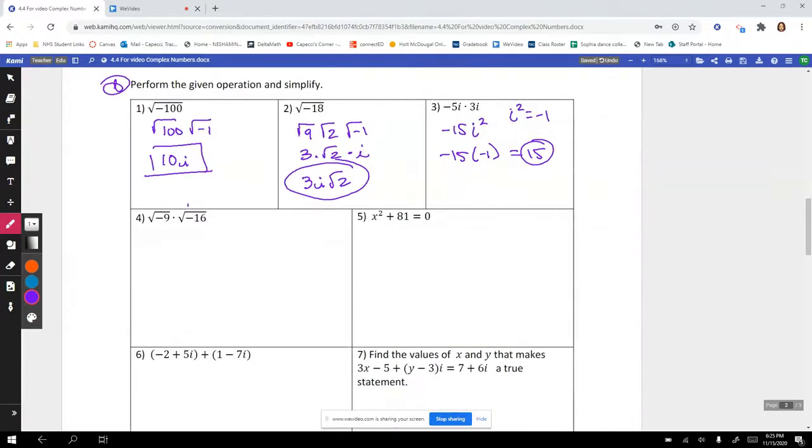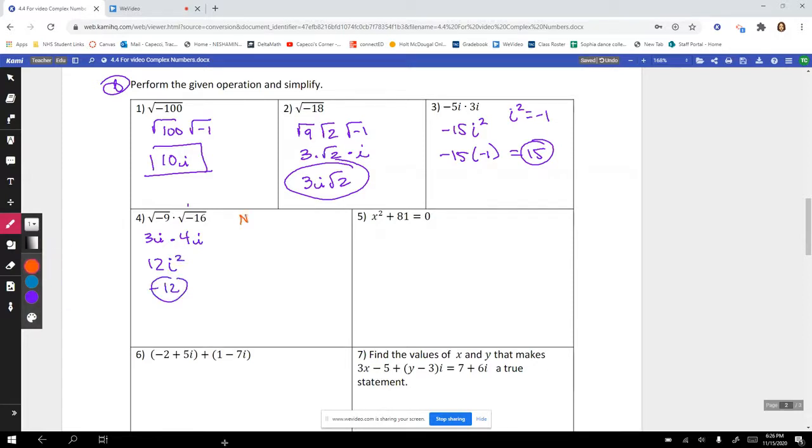Now, number 4, we're going to break this down. So we know the square root of -9 is going to give me 3i. Now that we've done a couple, you kind of know how this is going to work out. 3i, and then I have times the negative square root of -16, which gives me 4i. So it gives me 12 times i squared. So it gives me -12.